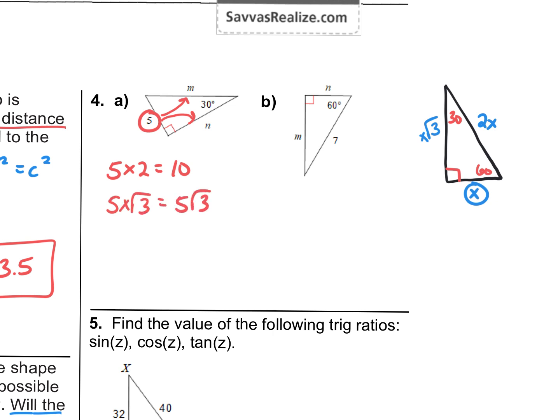Now, if I left my answer like this, could I give you full credit for that? No, because you don't know what side we're talking about. You have to specify what side you're talking about. Okay, so again, you can come up to your picture, or you can say, okay, my 10 equals M, or my 5 square root of 3 equals N.